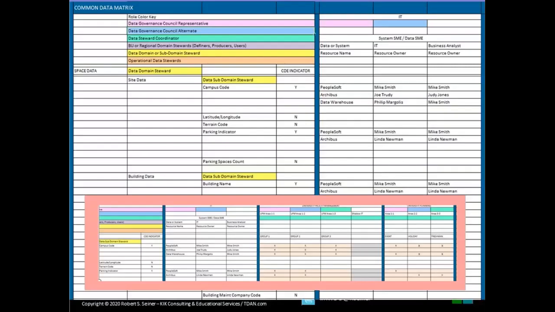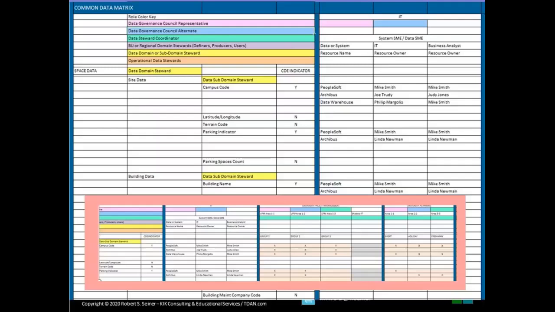So if we start by creating this tool, the common data matrix, there are two versions of this on this diagram. There's the blown up version that says we're starting with a specific subject matter or domain of data, and then we're breaking it down into subdomains and even breaking it down further into critical data elements. We need to know what data is important and where that data resides. If we work our way across the common data matrix, we can see in this situation that the campus code piece of data resides in several places. It resides in PeopleSoft, in Archibus, in Data Warehouse, and there are different people in the organization that have responsibility for that data in that system.